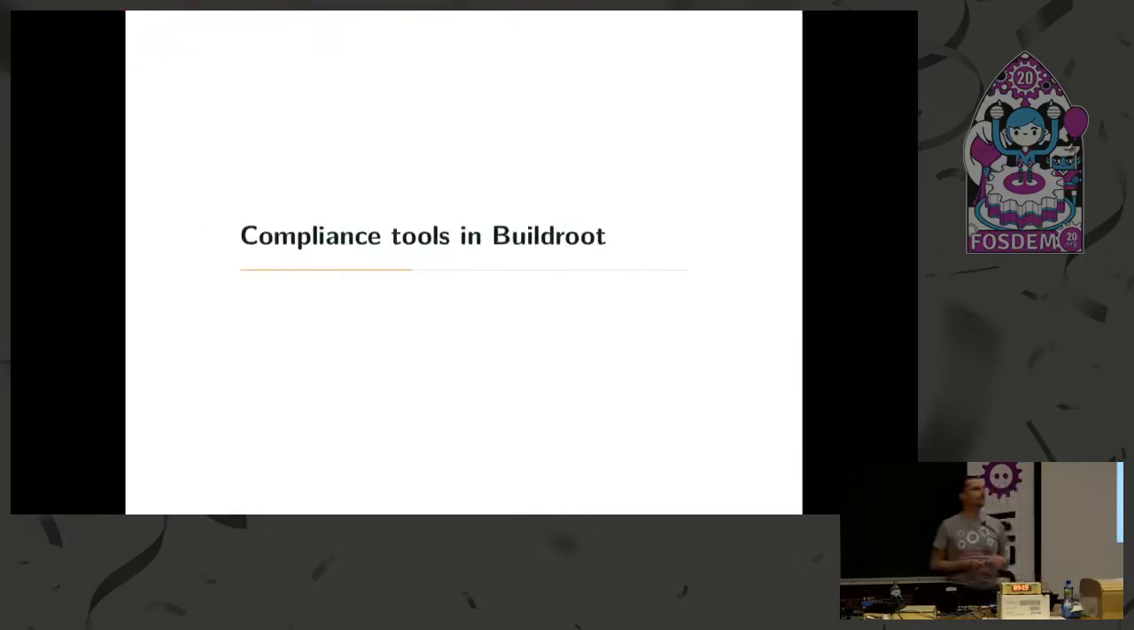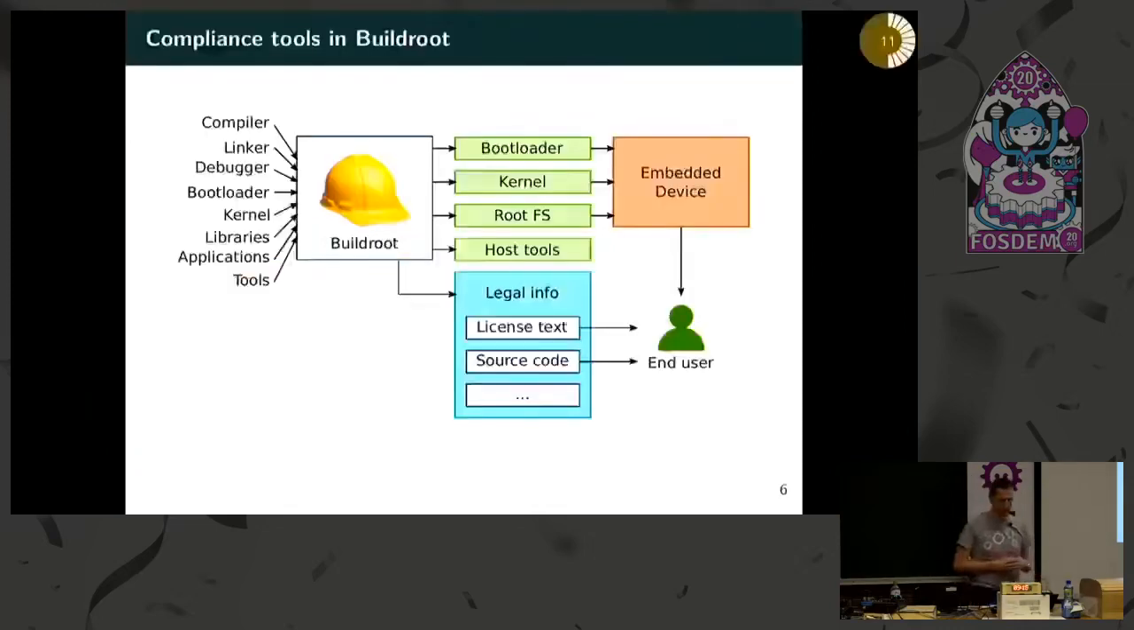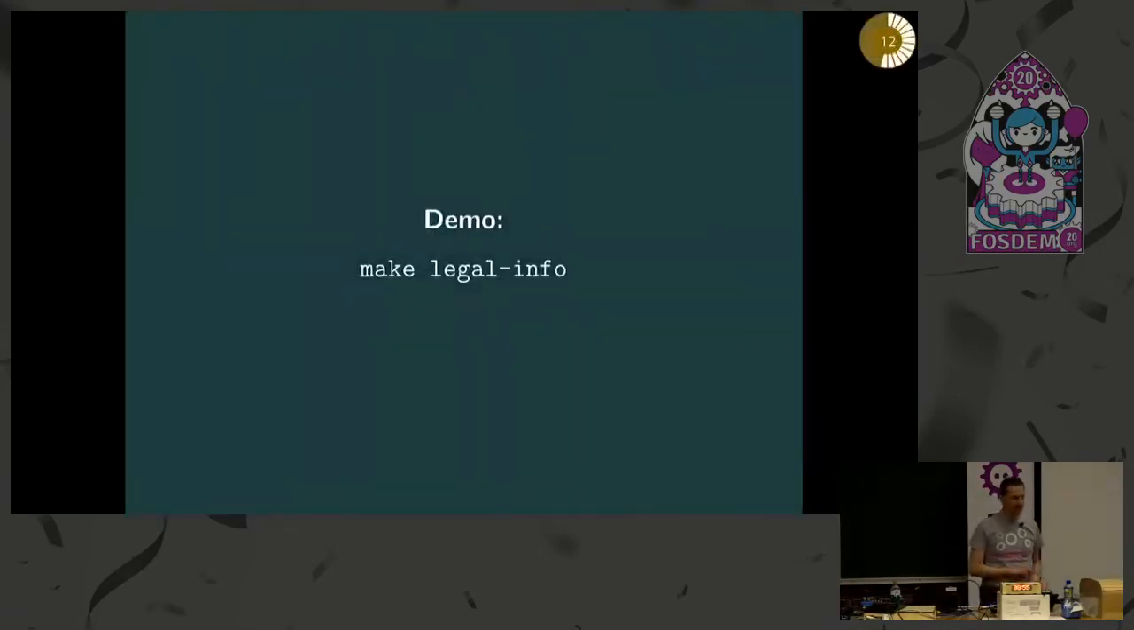what does Buildroot offer you to help in this complex task? It offers some tools. In addition to building the images and host tools, Buildroot also can generate so-called legal info. These include the license text and the source code that have to be released in some form to the end user, and also some additional information and material. And so we can have a look with a simple demo.